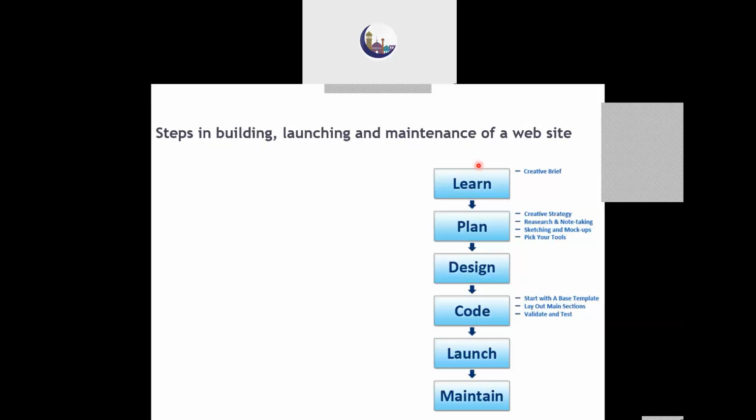Once you have learned what is actually to be done, you will plan for certain things that are to be implemented. Let us say you have learned that you have to create a website for polytechnic students. Now you will try to plan that in that particular website, I need to have details about the student.